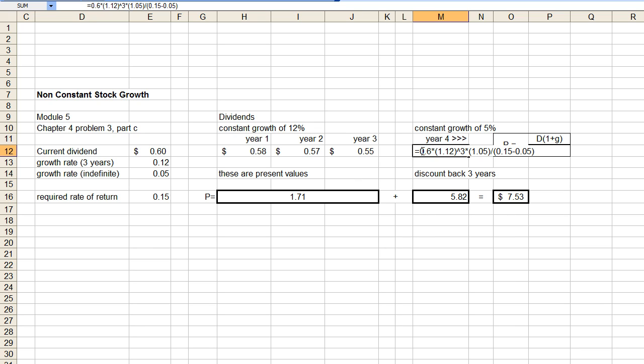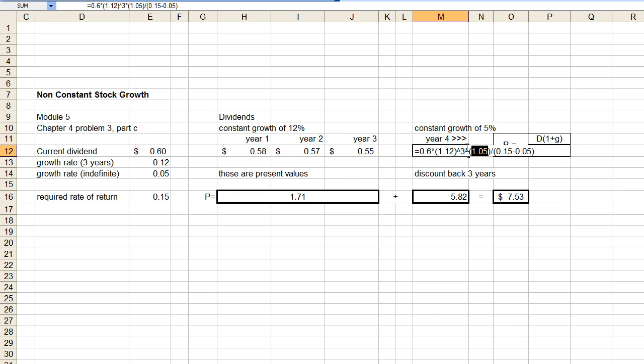Okay, so we have 60 cents times the first 3 years rate of 12% to the power of 3 for the first 3 years. Now, because we're talking about year 4, we have to multiply that by 1.05. So you've got the first 3 years multiplied by the 4th year. Now we're thinking about that just heading off into the future forever. So that's our dividend value that we use to calculate this figure for.